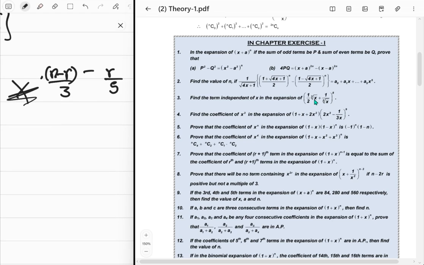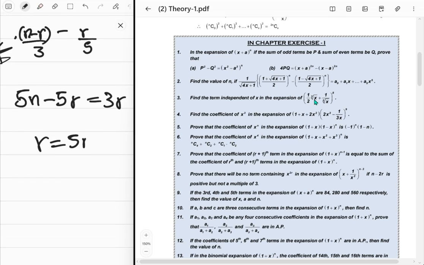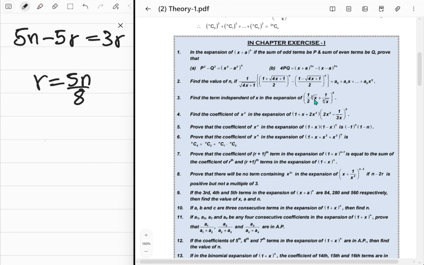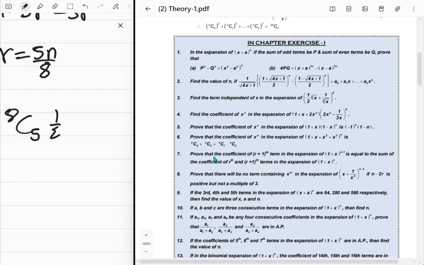So that just leaves us with 5n minus 5r is equal to 3r. That means r is equal to 5n upon 8. Now n is 8 in this case, so r is equal to 5 should be the term. Just put that in there. This will be 8c5. Then you got 1 upon 2 cube root of x. Just get rid of these x things because they are gone anyway. So just 1 upon 2 to the power of n minus r, which is 3. That's it. That's the whole thing.